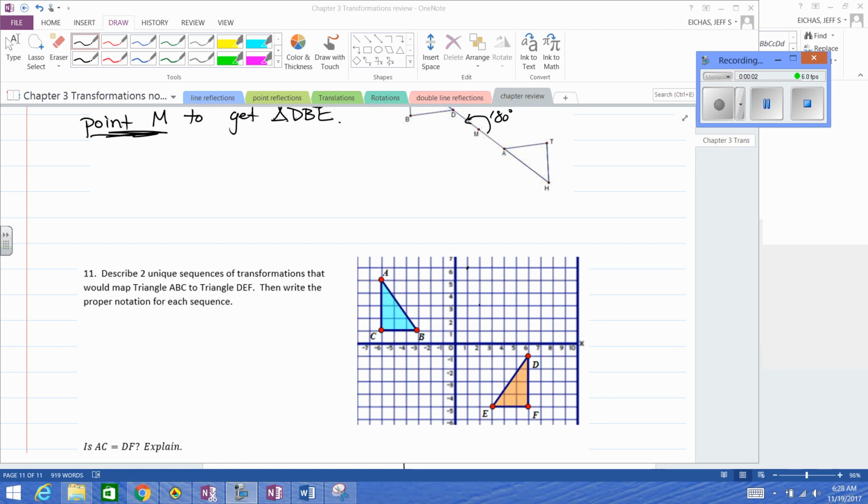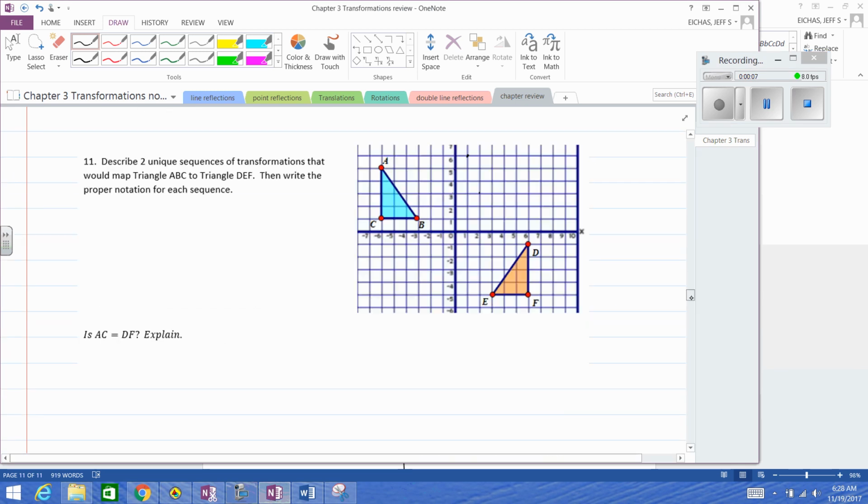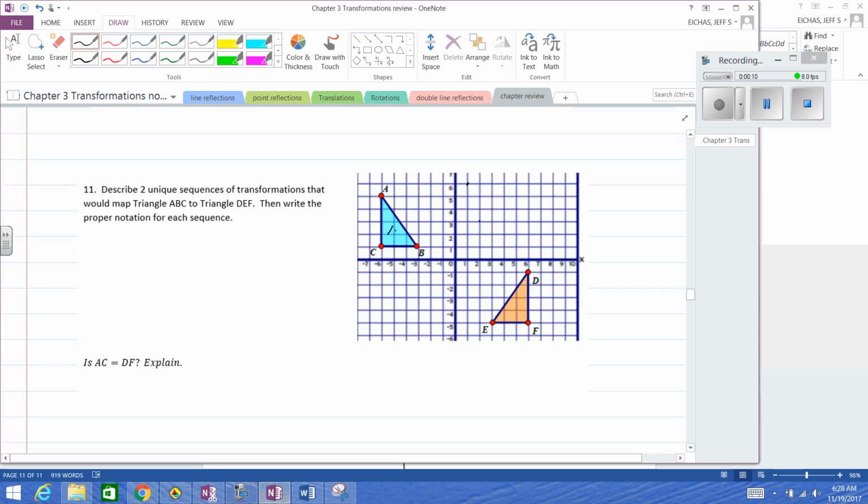Okay, so for number 11 on our review packet, what we're looking at is we've got to try to find a way to map this figure onto that one using a sequence of rigid motion transformations. So the way I might do this is try to look at orientation first. Now, what does orientation do for us? Well, it tells us if it's going to be a line reflection involved, or if we can just get it done with no line reflection or two line reflections. That's kind of what I'm looking at.